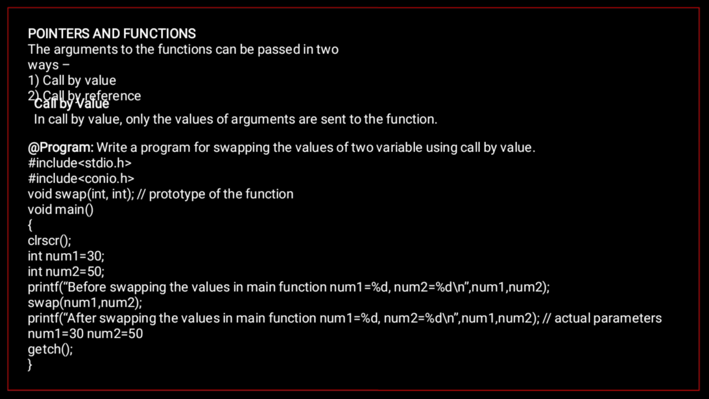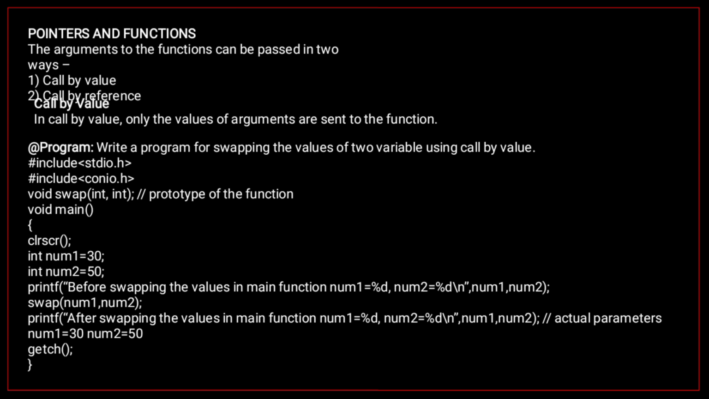So we discuss one example for swapping the values of two variables using call by value. In this example, first you have to include two header files, stdio.h and conio.h. Then next we have to define the prototype of the function. We write a statement void swap(int, int); Then we write the main function, void main. Then we use the function clrscr to clear the screen.